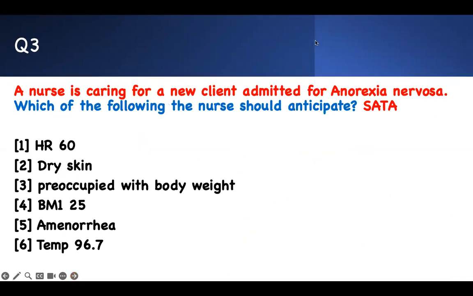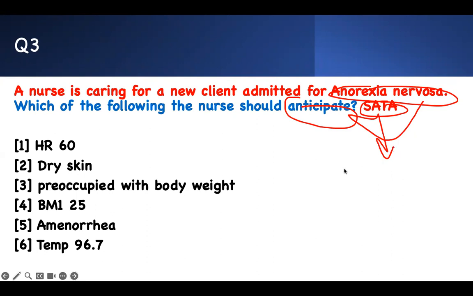Let's keep on going. Another strategy, buzzwords I'm going to use: select or apply. Which of the following should be anticipated? And then she's caring for a client admitted for anorexia nervosa. I'm taking these three, rewriting my question. I would say, I have anorexia nervosa. What do I expect? Bring your content.